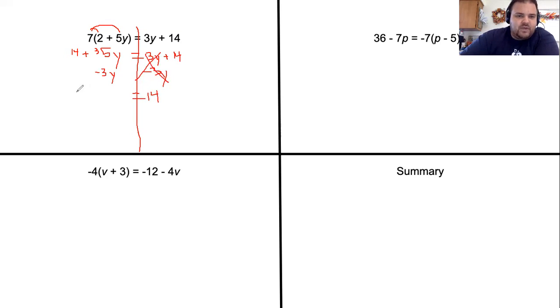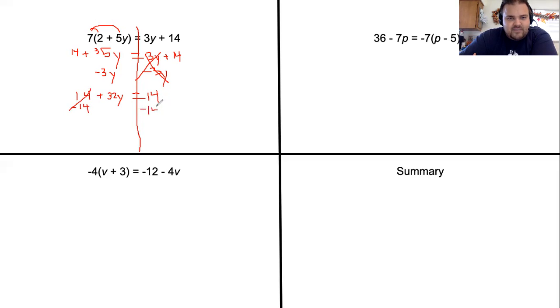On the left side, we have 14 plus 35y minus 3y is 32y. So we have 14 plus 32y equals 14. So what we end up with here is an equation with all of our variables combined together, but we still have constants on both sides of the equation, and that's not what we're looking for. So let's get rid of this 14 because we don't want any constants on this side. Let's get rid of that 14.